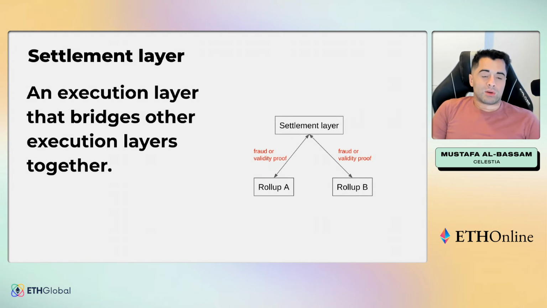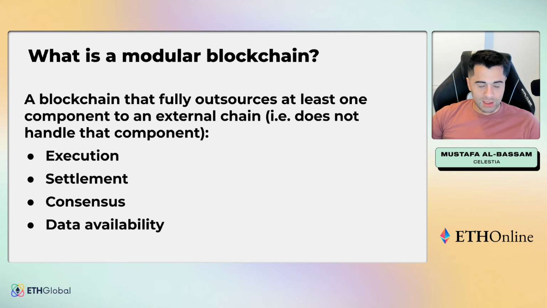And then optionally, you can also have a settlement layer, which is sort of like a special case of an execution layer that basically bridges other execution layers together. So if you have rollup A and rollup B, they can use some settlement layer by posting their proofs to it, and that settlement layer can allow liquidity to flow between those two rollups, acting like a bridging hub.